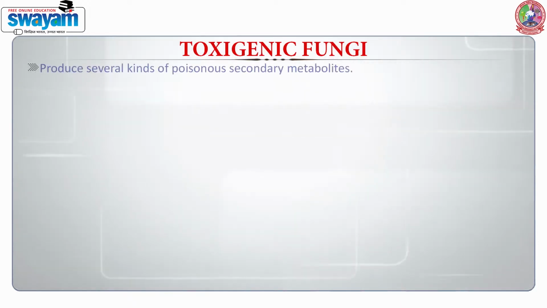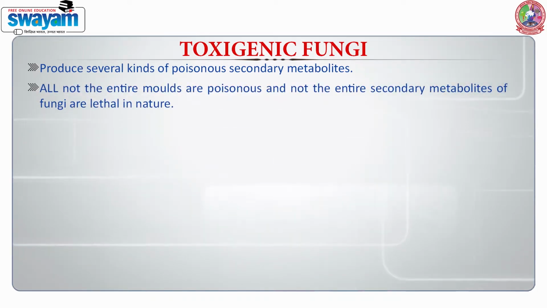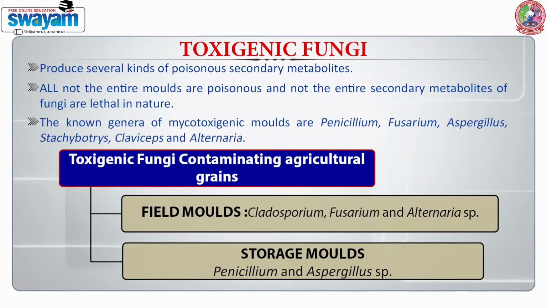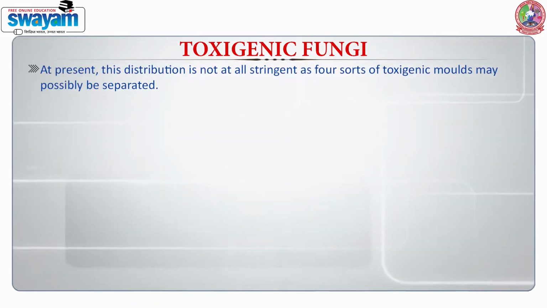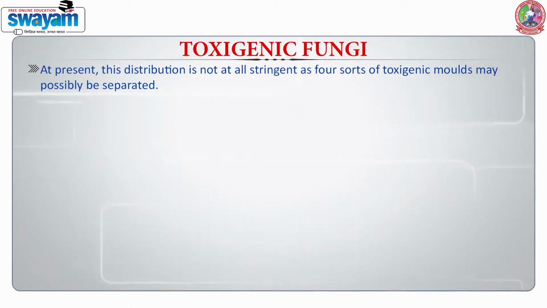Toxigenic fungi produce several kinds of poisonous secondary metabolites, but not all molds are poisonous and not all the secondary metabolites produced by the fungi are lethal in nature. The known genera of mycotoxigenic molds are Penicillium, Fusarium, Aspergillus, Stachybotrys, Claviceps and Alternaria. Among the toxigenic fungi, there are four broad groups.